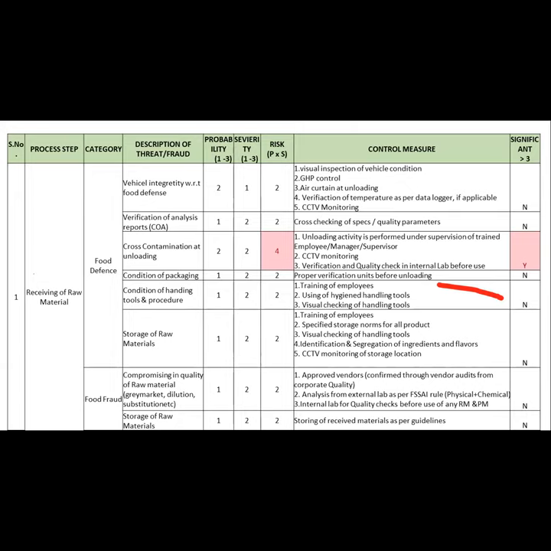The next point, an example case, is cross-contamination at unloading. Is there a chance of cross-contamination at unloading? Probability is high. Severity is also high, because the manpower unloading is not that literate. They can contaminate one product with another. They can mix skim milk powder with whole milk powder, or one fat with another fat, or powder with anything else. So there is a risk, and there should be a mitigation plan.